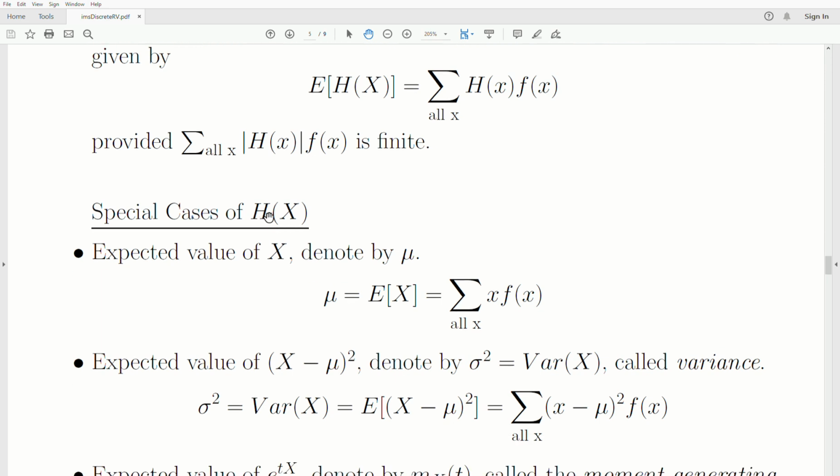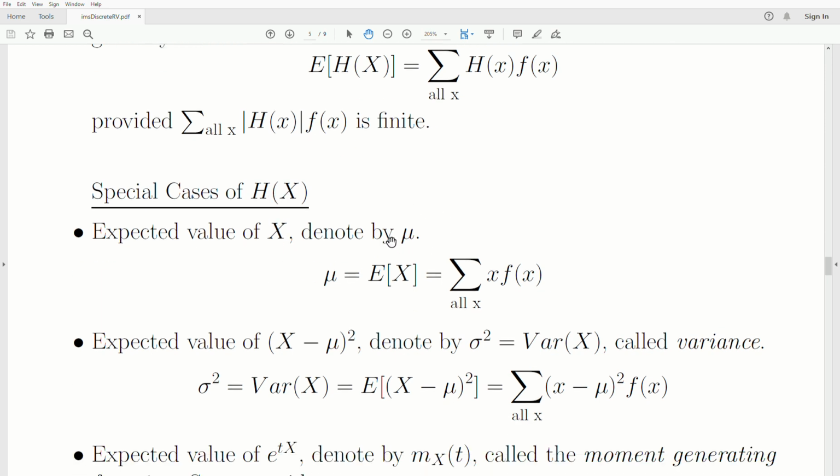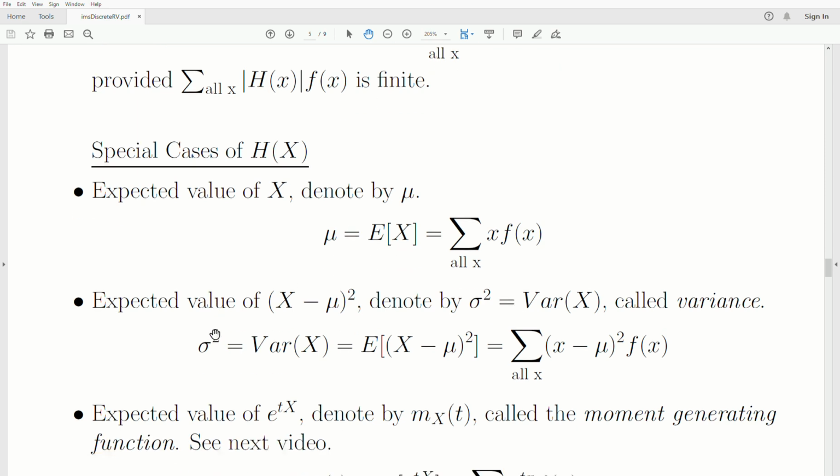Now, we're interested in special cases of h of x. So for example, h of x equal to x. So the expected value of X, denoted by mu, is, using the formula above, x times f of x summed over all possible values of x. And that's called the mean value of X, the expected value of X, denoted by mu.